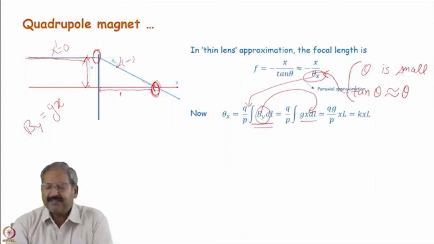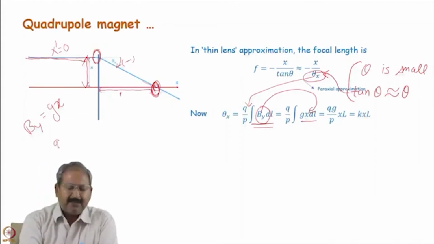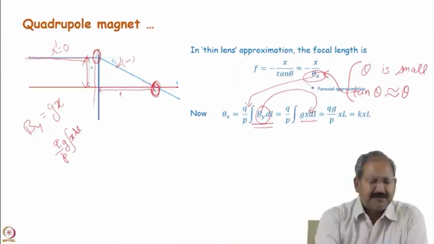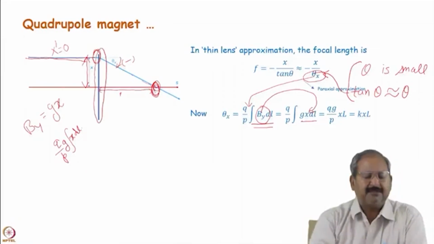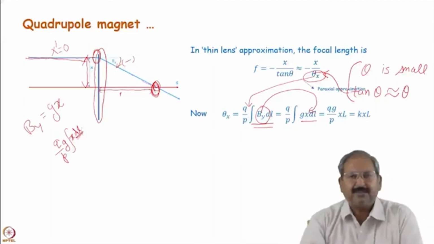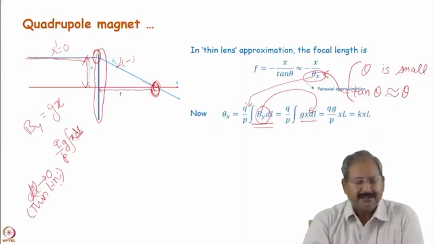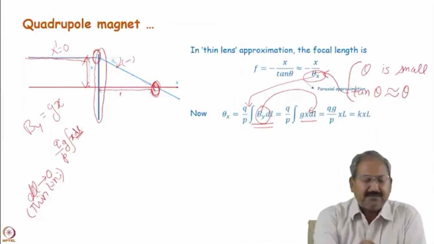We can take it outside the integration. So this integration will be q by p g integration x dl. Now if we take very small length for the quadrupole magnet, means dl is very small, means we are talking about the thin lens approximation, means dl tends to 0. This is the thin lens approximation. In thin lens approximation, we can assume that x remains constant inside the magnet.